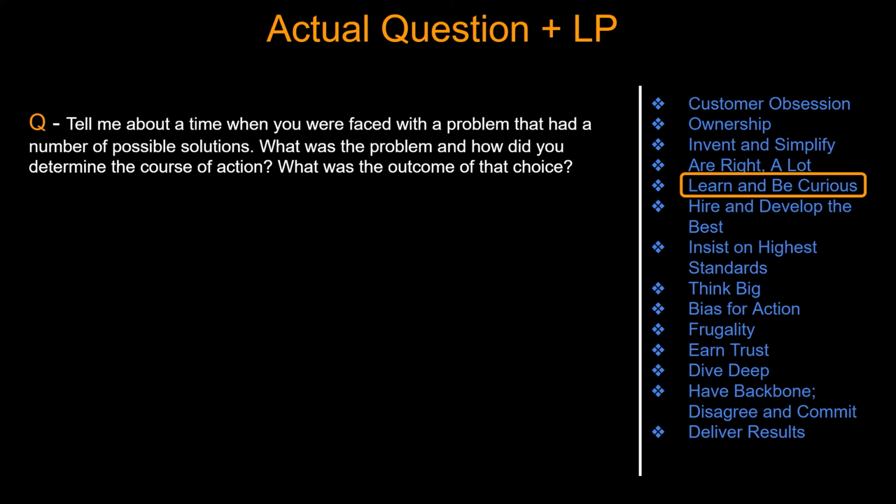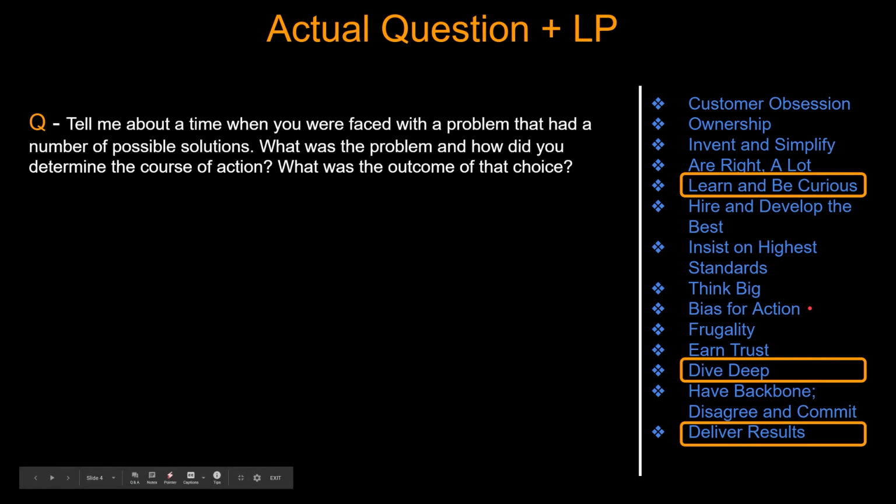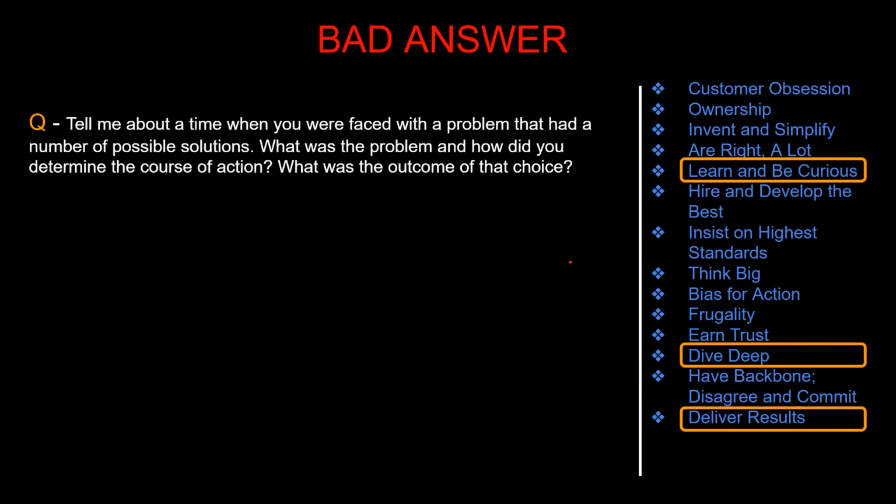So when you have number of possible solutions, so you have to learn them and be curious about them. And if you have to determine the course of action, you have to dive deep on each of those solutions. Ideally, you implemented one of them, so you deliver results. So one thing about leadership principles, there will be some overlap. Like if you are delivering results, then you have to have some bias for action. However, for this purpose, we're just gonna highlight the 2 to 3 primary ones. So with that being said, let's take a look at a bad answer and why it is bad.